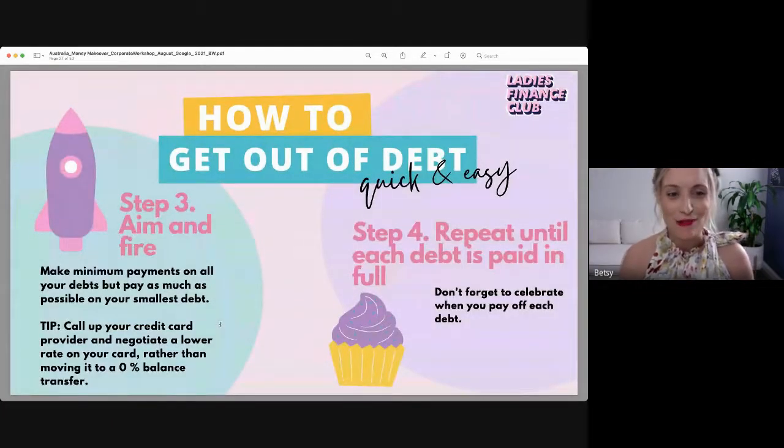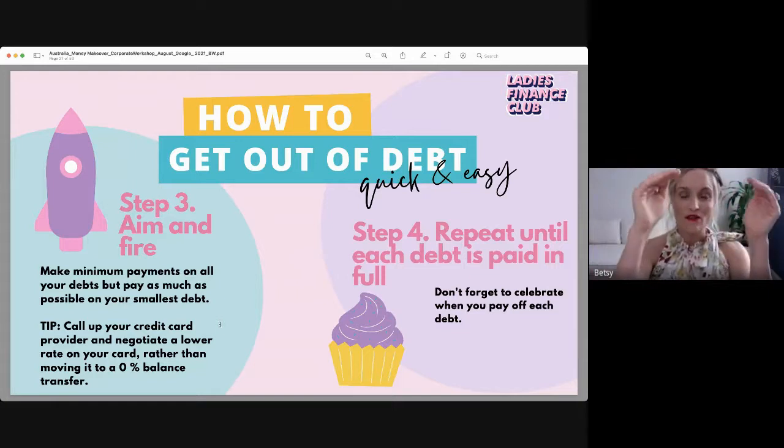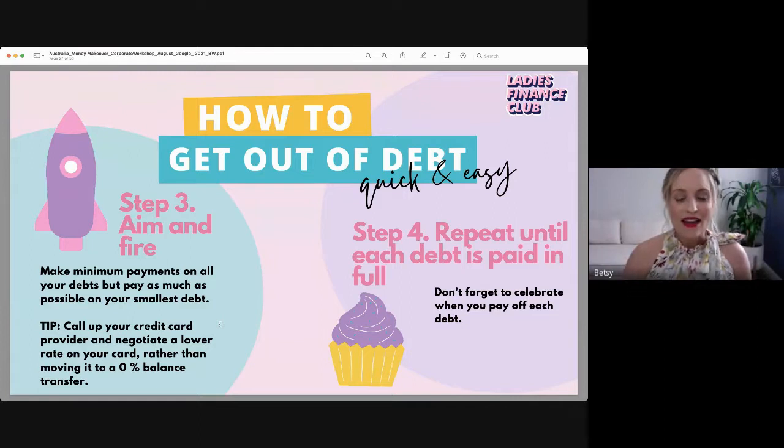Okay, back to the snowball method. So step three, you've written them down, you've removed temptation, you've negotiated your rate. Now it's time to start paying them back. So make sure that you're paying the minimum repayment across all of the loans. And then any surplus cash you have, direct that to paying off the smallest amount possible, so the smallest loan. And then keep doing that until it's paid off. Then once you've paid off that first loan, have a little celebration, start paying off the second one.